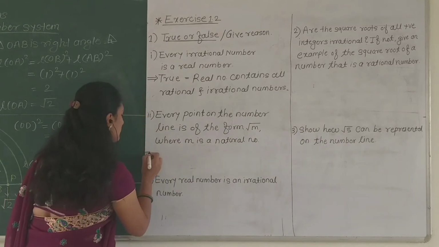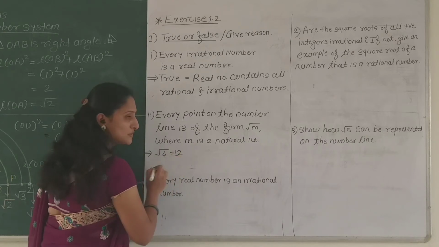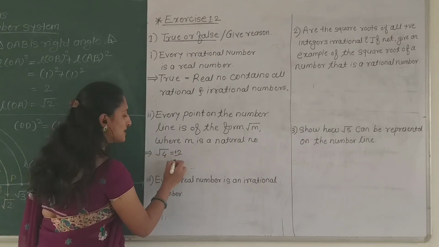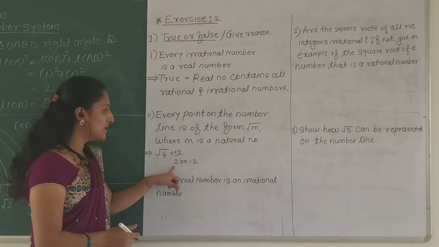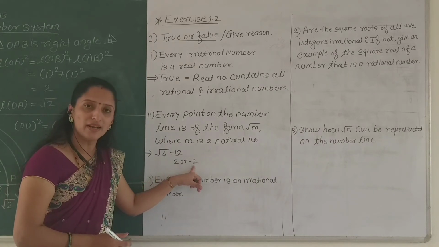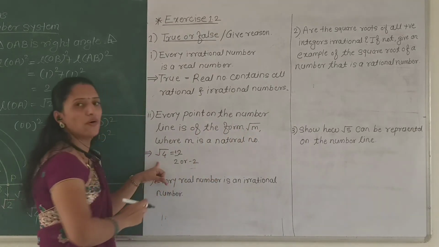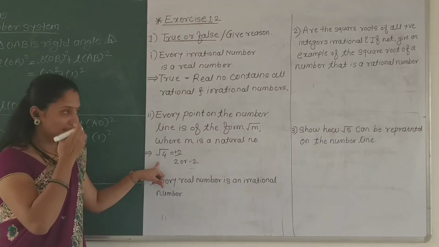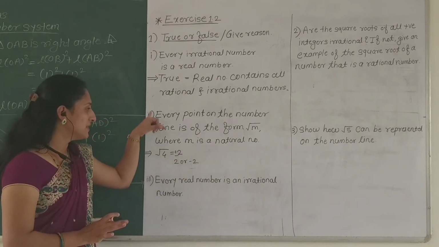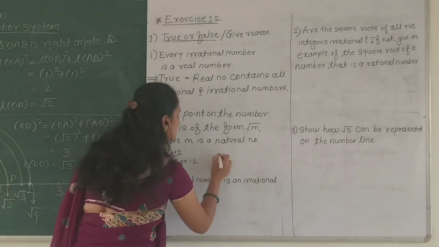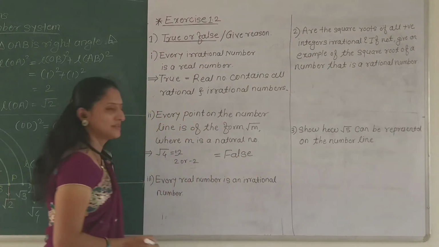Now look here. Square root of 4 is plus or minus 2. That means square root of 4 is either 2 or minus 2. But 2 is a natural number, while negative 2 is not a natural number. That means every point on the number line is not of the form root n, since natural numbers contain only positive numbers. That's why this statement is false. Students, do you understand this? So the result of this statement is false.